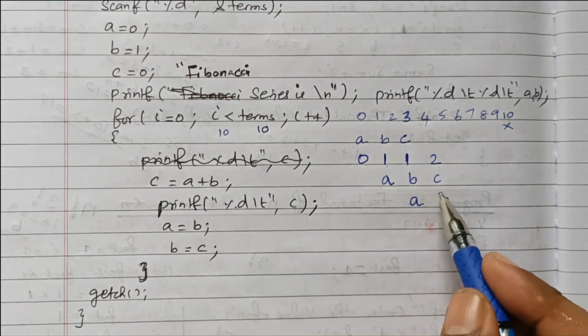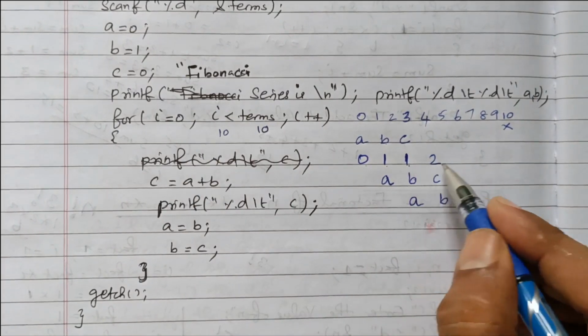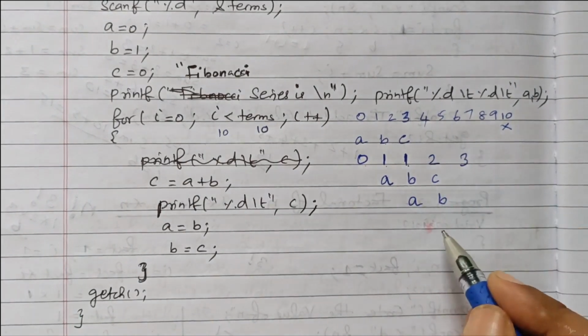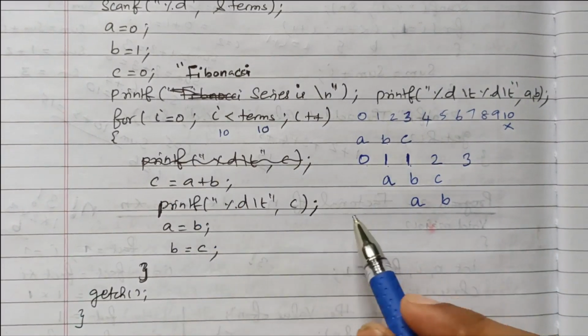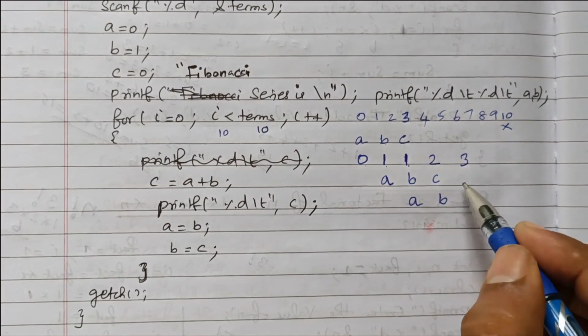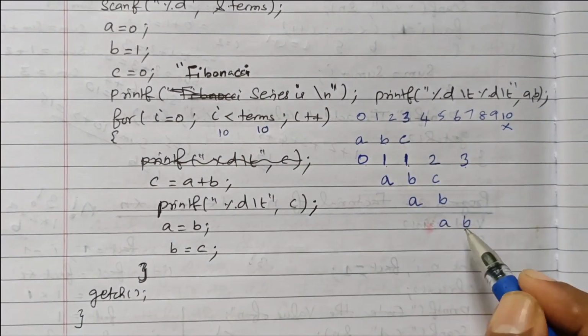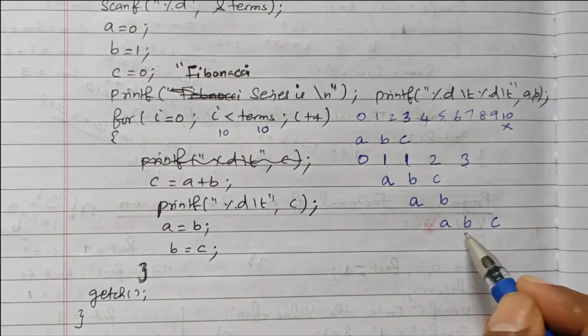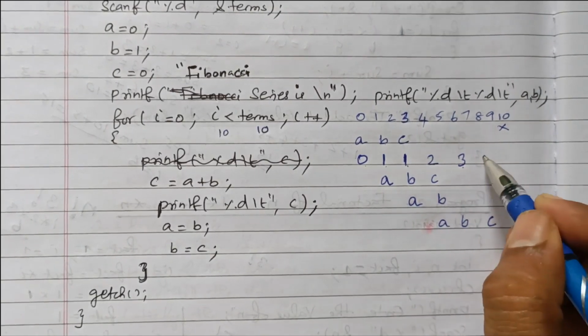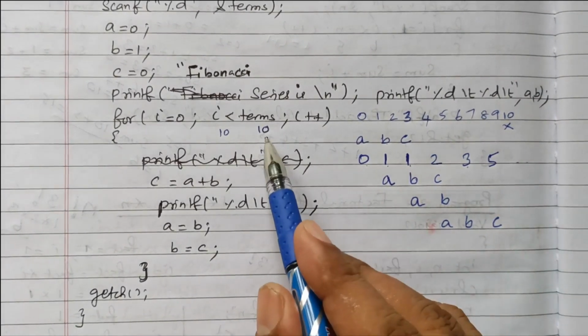C equal to A plus B, right? What is A now? A is 1, B is 2. So 1 plus 2 is 3, right? Again it will go to the next process after the increment. It will go up to 10 terms. Now this 2 becomes A, 3 becomes B. C is nothing but A plus B: 2 plus 3, 5. Like that it will go up to 10 terms, because we opened the loop for the user.